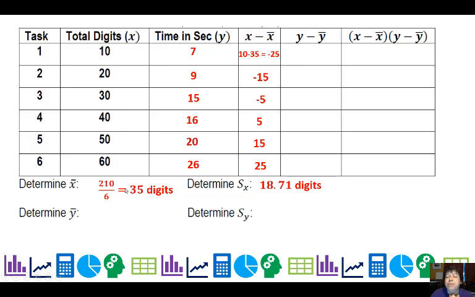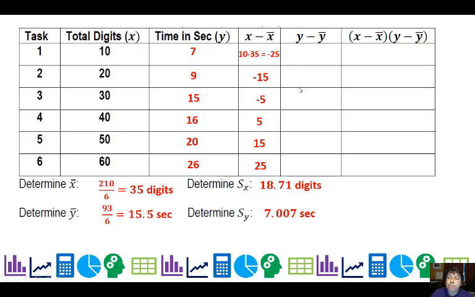Now I'm going to repeat this for the y values because we have two variables here. And the average, when I add all these up, is 15.5 seconds after I divide by 6. And the spread here is 7.007 seconds. So the average spread, the average distance to the mean here for these values is 7. And the average distance to the mean here is 18 digits.